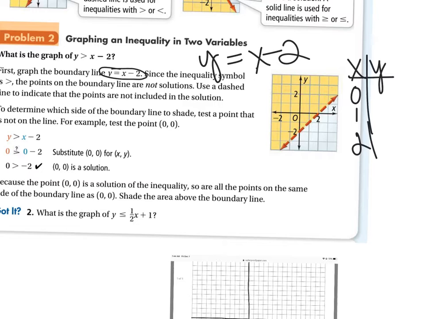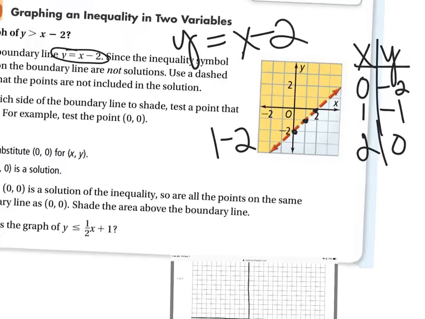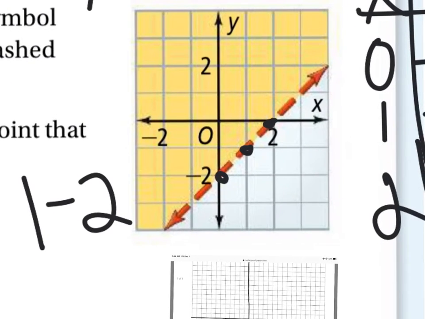that'd be 0 minus 2, that'd be negative 2. If you put a 1 in place of x, 1 minus 2 would be negative 1. You put a 2 in place of x, 2 minus 2 is 0. So 0, negative 2; 1, negative 1; and 2, 0. And you can see that their graph's going through those points. So it goes through those points.